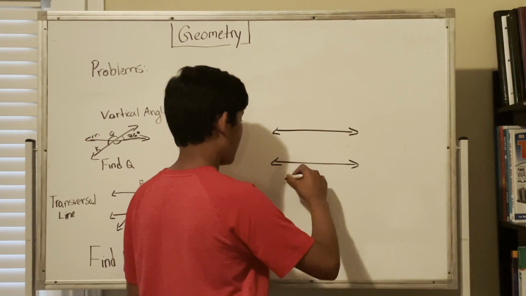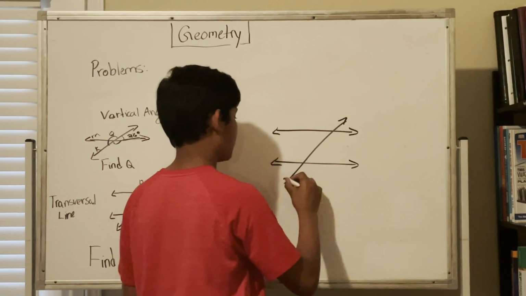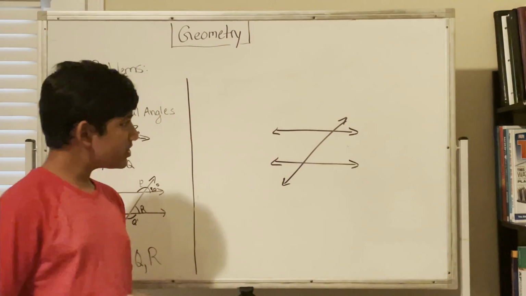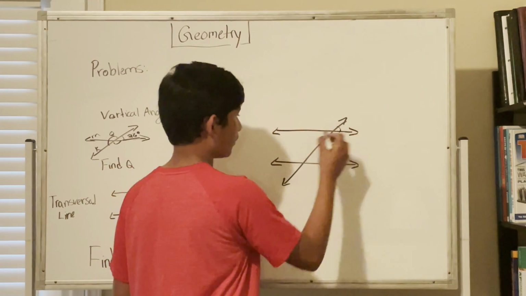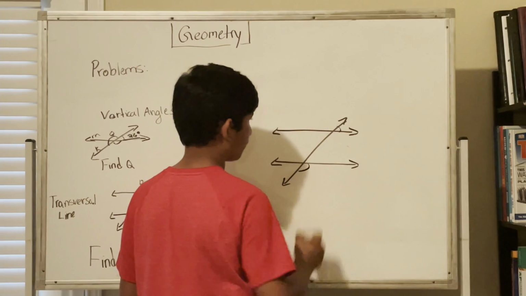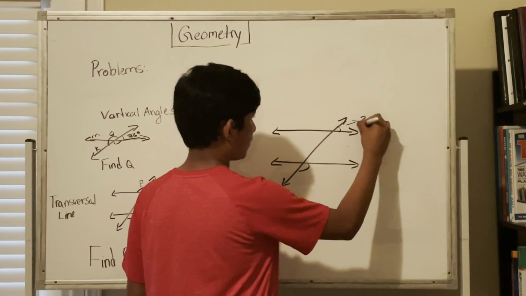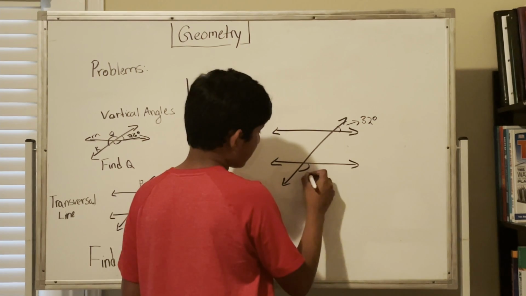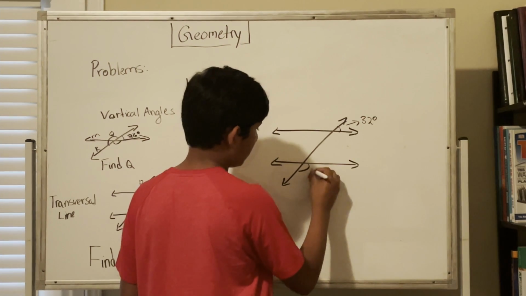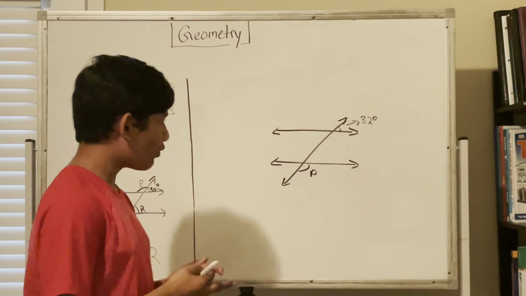Let's just say we have a line intersecting them, like this. Now, let's just say we want to find this angle. Given this angle is 32 degrees, find this angle, which we'll call P. How do we find this angle?